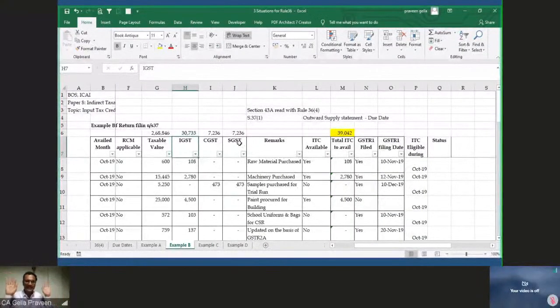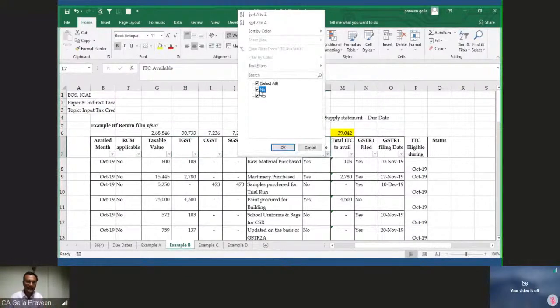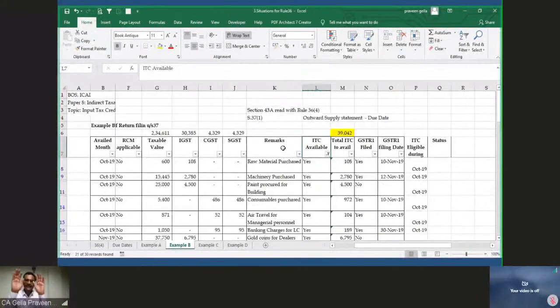My result is 39042. Now, first thing what I am doing, ITC available. Wherever ITC available is there, I have said yes. Now, this is nothing but section 16, subsection 1, subsection 2. All those conditions I have said yes. So, my answer, October, November, December, as per books, 39,000 is what the credit I can take.